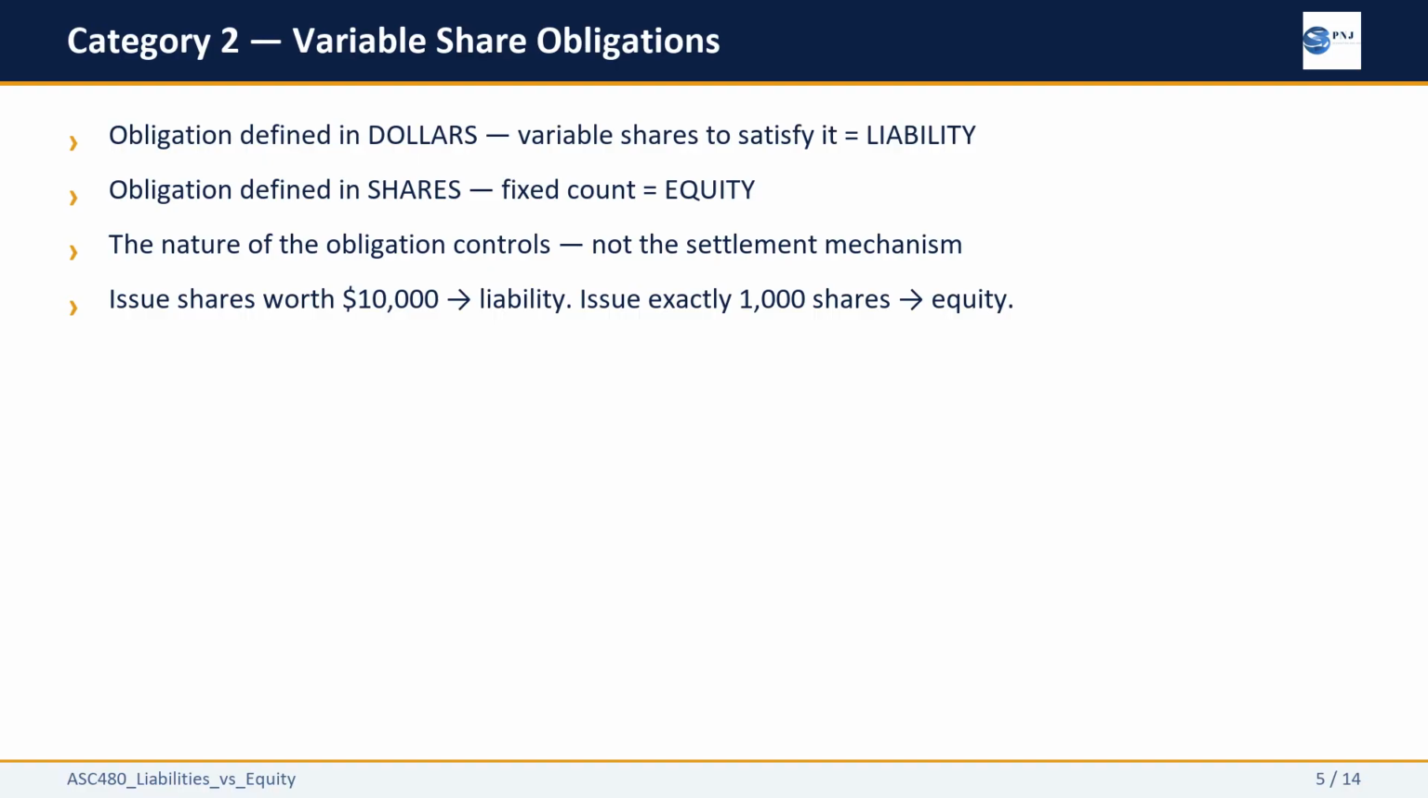Category 2 is the most counterintuitive of the 3. When an entity's obligation is defined in dollars, deliver shares worth $10,000, for example, the number of shares it must issue is unknown and variable. That is a monetary obligation, economically equivalent to owing cash. It is a liability regardless of being settled in shares. Compare: if the obligation is to issue exactly 1,000 shares, the share count is fixed, the fixed for fixed condition is met, and the instrument is equity. Dollar defined equals liability. Share defined equals equity.